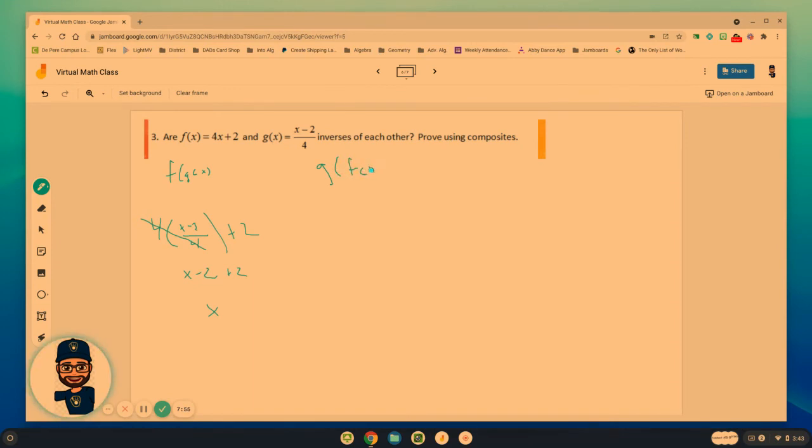Now we've got to try it the other way, g of f of x. Take the f function and plug it into there. So 4x plus 2 goes into that, then we write minus 2 all over 4. The 2 minus 2 will cancel, and we have 4x over 4, which is x. And so, yes, they are inverses of one another because both of their composites are equal to x.